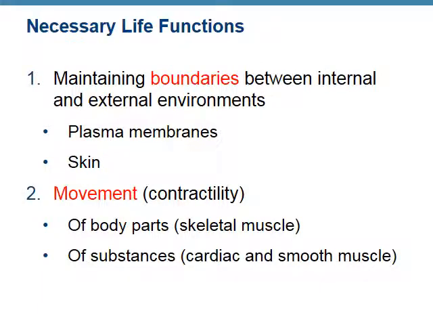Number one on our list here, maintaining a boundary. Basically, if you want to separate the internal from the external environment, your skin would be a great organismal example of this. So the entire human body is separated external versus internal via the skin. A plasma membrane is a boundary for cells. So plasma membrane surrounds cells and creates a natural boundary.